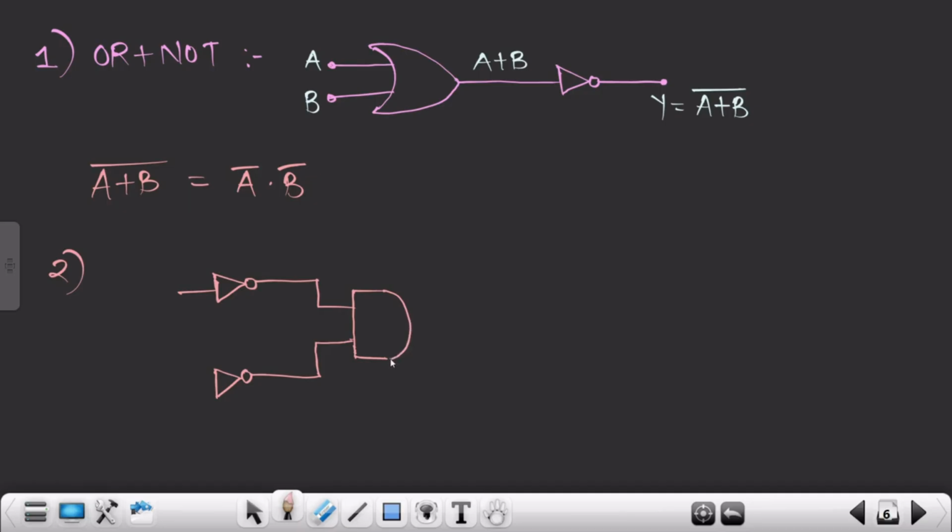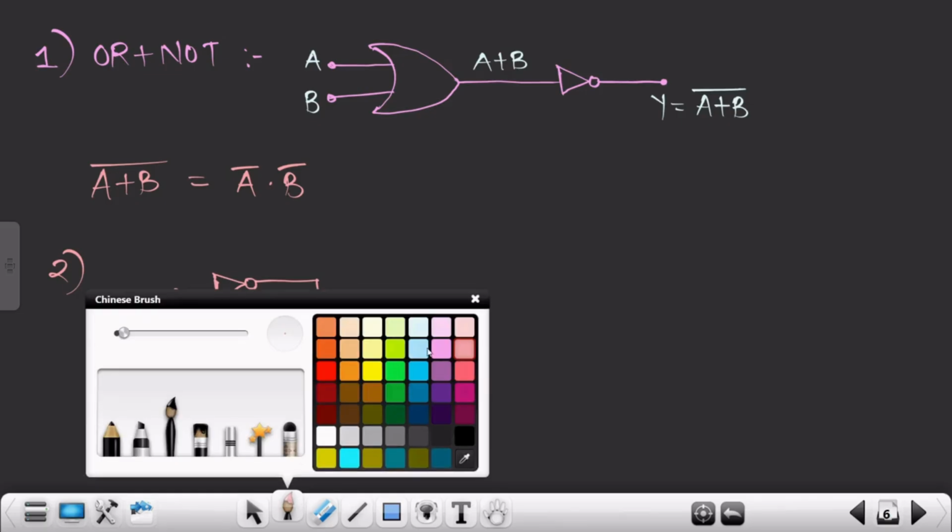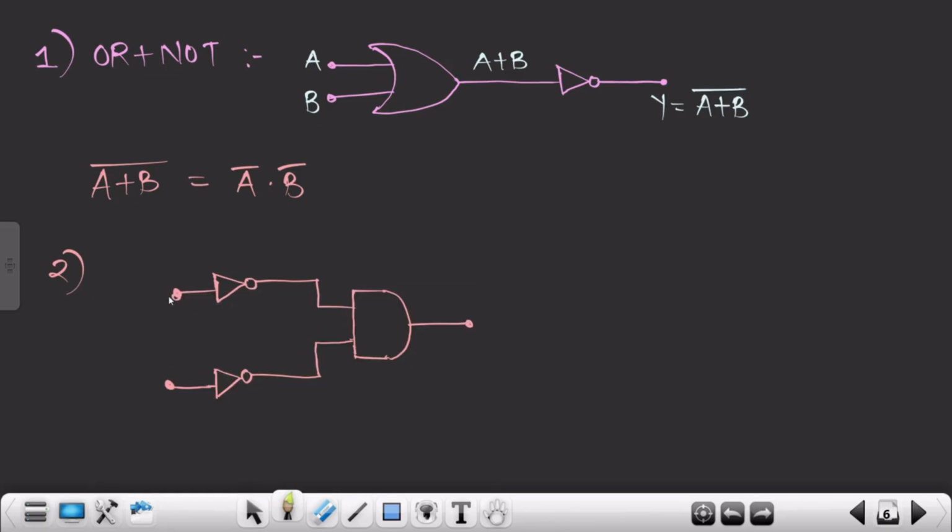Sorry, let me draw it properly. Okay, so this is your AND gate, and over here you are taking the output. These are the two sets of inputs. That is, this is your input A, input B, and this is your Y, right? So this is your input A, this is your input B, and this is your output Y.